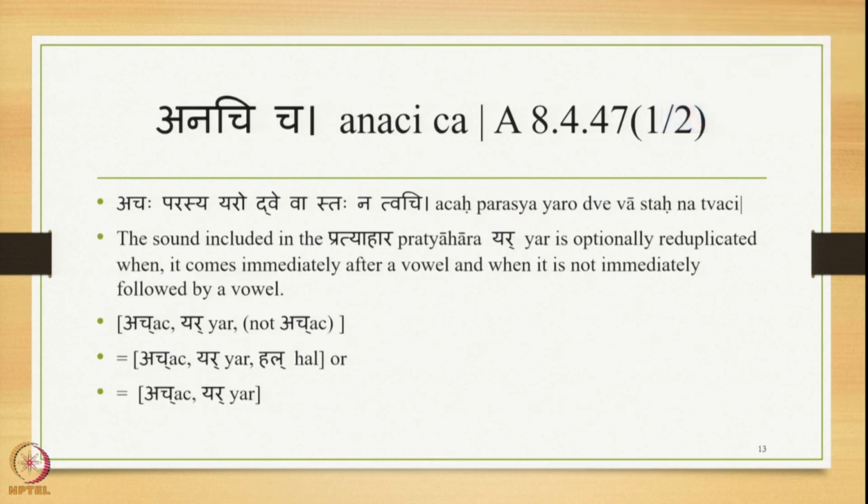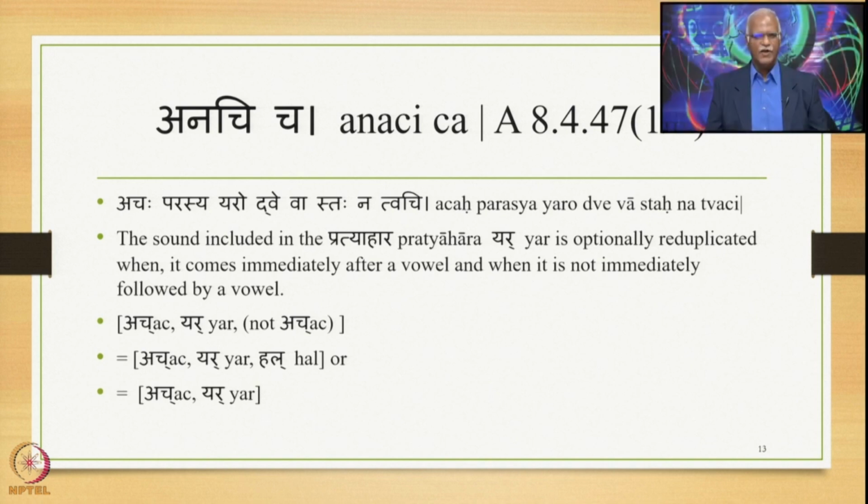Let us therefore, in order to understand clearly, study the sutra Anachi cha in brief. The meaning of Anachi cha is the following: Acah parasya yaro dve vastah natvachi. I repeat, Acah parasya yaro dve vastah natvachi. What it means is, the sound included in the pratyahara yar is optionally reduplicated when it comes immediately after a vowel and when it is not immediately followed by a vowel.